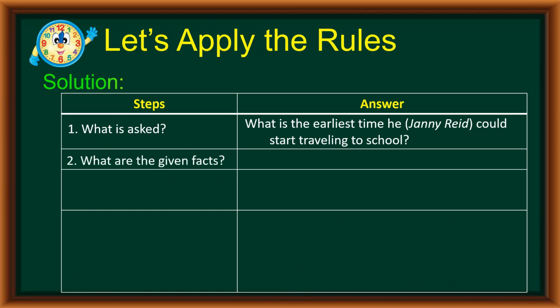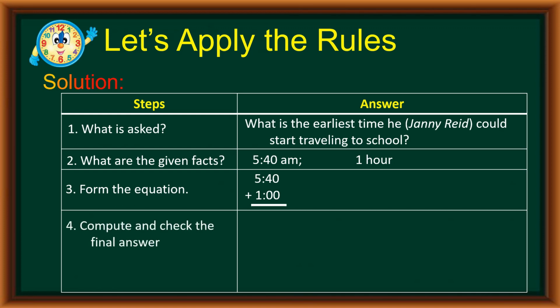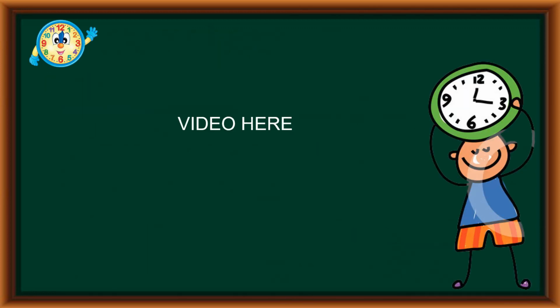Then, we identify the given facts. We have 5:40 a.m. and 1 hour. Third is to form the equation. Therefore, we have 5:40 plus 1 hour. And finally, our fourth step is to compute and check the final answer. Alright, let us solve our problem. Start solving. The answer is 6:40 a.m.